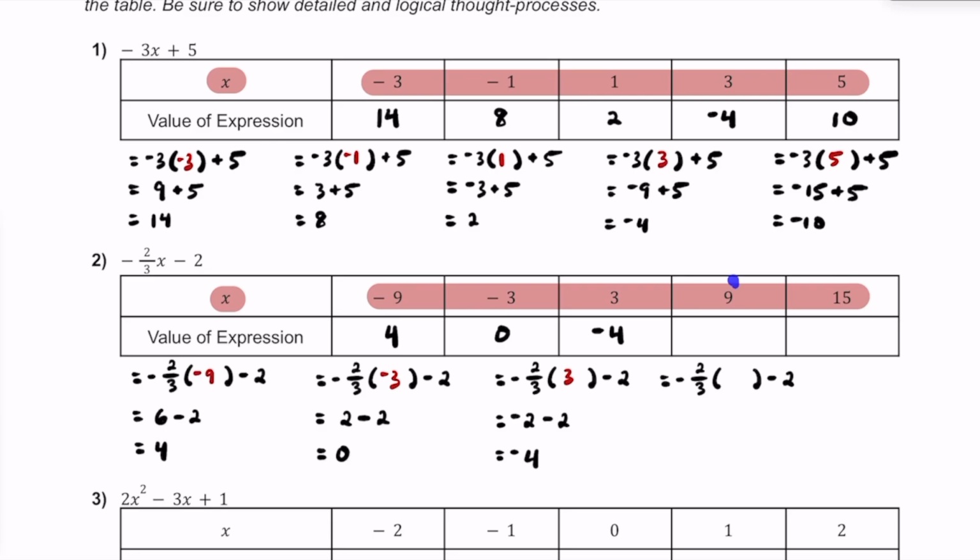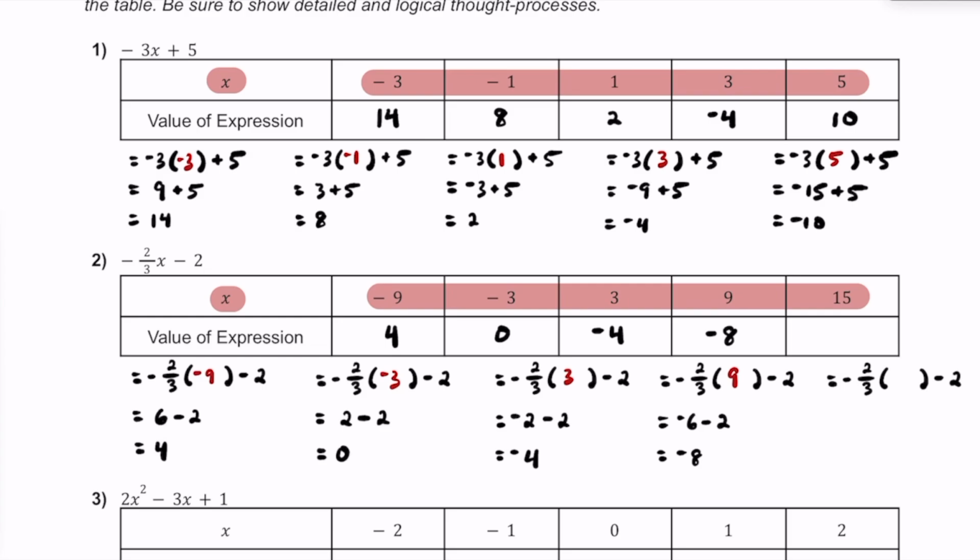All right, now x is going to be positive 9, so let's go ahead and substitute in 9 right over here for x. This is going to be similar to when we plugged in negative 9, but this 3 and 9 will cross cancel to make 1 and 3. This time we have a negative times a positive though, so it's negative 2 times positive 3. That's going to be negative 6. So we're looking at negative 6 take away 2, and that's going to be equal to negative 8. So if x is positive 9, this expression would be equal to negative 8.